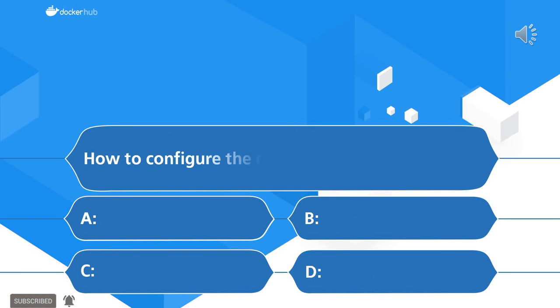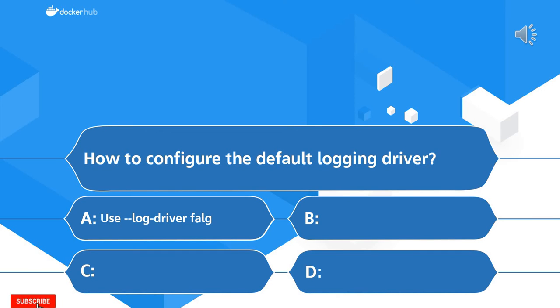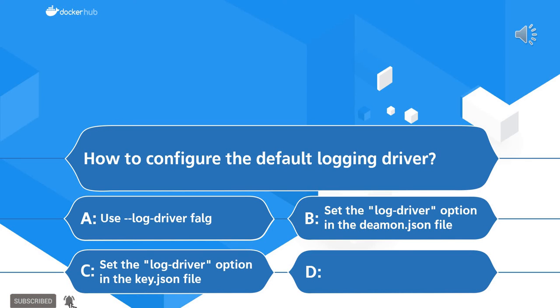How to configure the default logging driver? A. Use log driver flag. B. Set the log driver option in the daemon.json file. C. Set the log driver option in the key.json file. D. Use logging driver flag. Your time starts now.